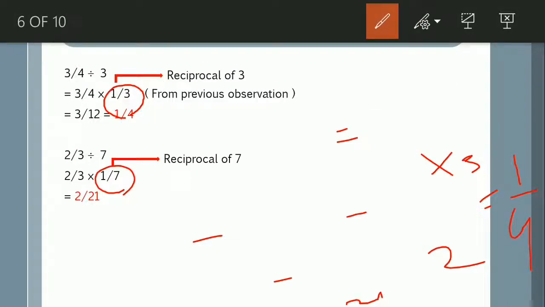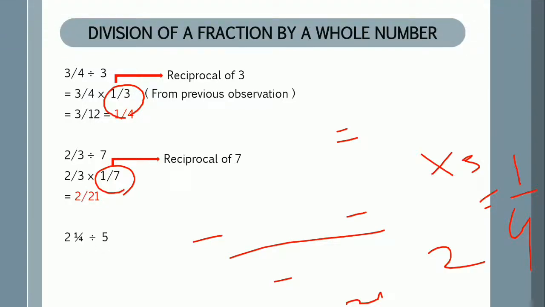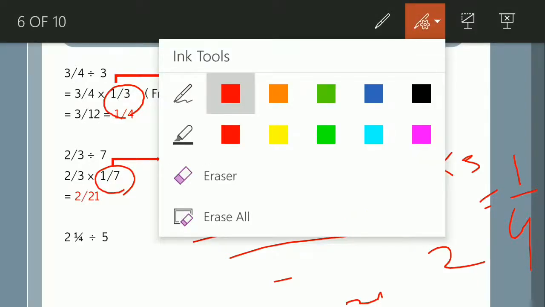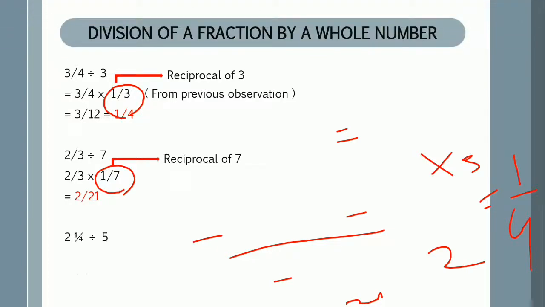Yes, it is 9/4. Yes, good. So, see, 9/4 into reciprocal of 5. That means 1/5. Then multiply it. We get 9/20.